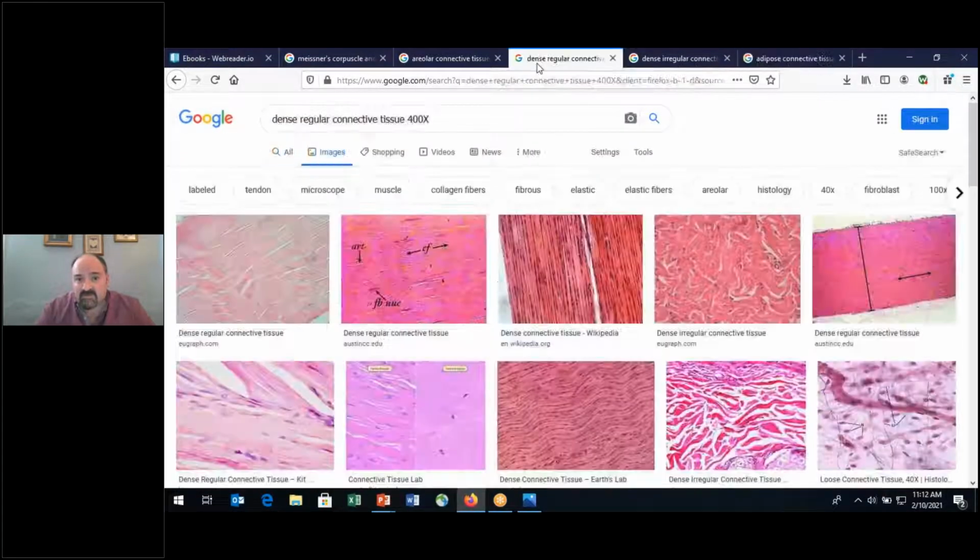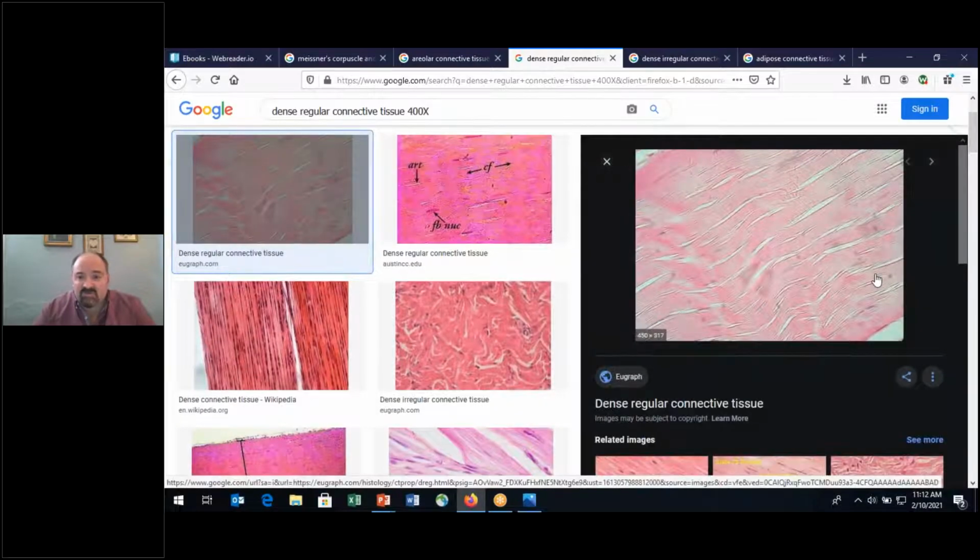Let's go. All right, now we're going to go to dense regular connective tissue. Dense regular connective tissue is the type of tissue where, as you're looking at it in the lab, you're going to see these fibers. These are collagen fibers. And when we're thinking of dense regular, we're thinking of tendons and ligaments. Ligaments connect bone to bone. Tendons connect skeletal muscle to the bone. Okay? Dense regular connective tissue.